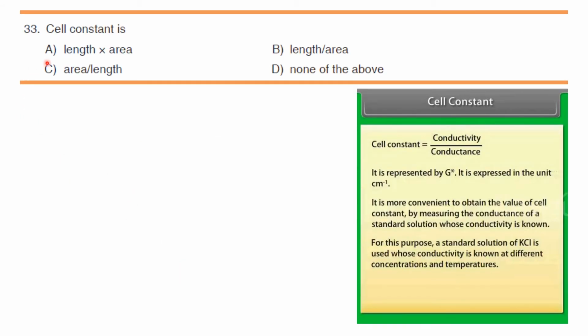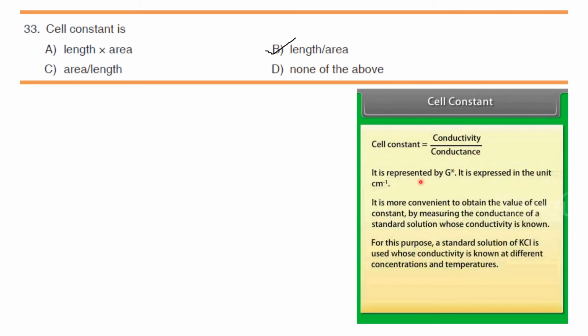Next question is a pretty simple question about cell constant. Cell constant is actually a ratio of length by area. So option B is the right answer. And if you are asked to determine cell constant, you can make use of a method which is shown here. That is, cell constant can be determined as a ratio of conductivity and conductance. If it is more convenient to obtain the value of cell constant by measuring the conductance of a standard solution whose conductivity is known, then that can be applied as a method to determine cell constant.